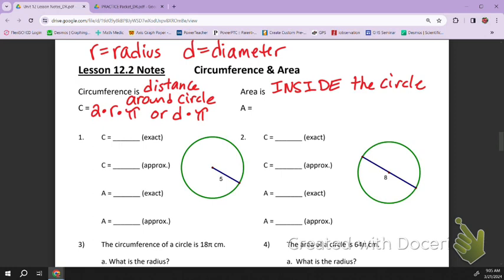Have you seen the pi symbol before? It represents an irrational number, which means it cannot be written as a fraction. It cannot be abbreviated. That's why it has its own special symbol and button on our calculator.